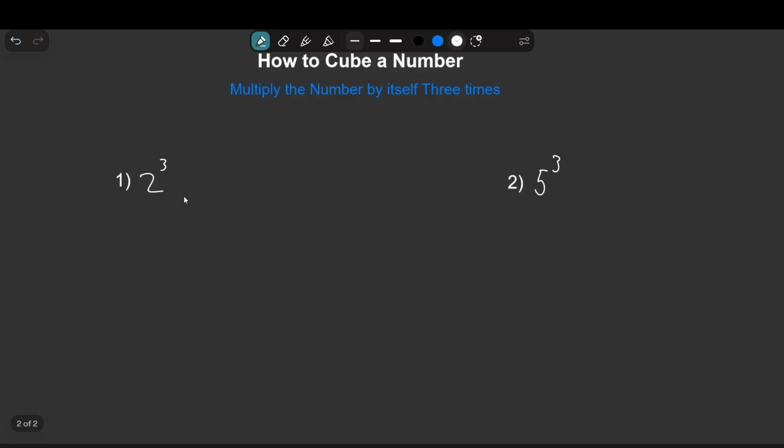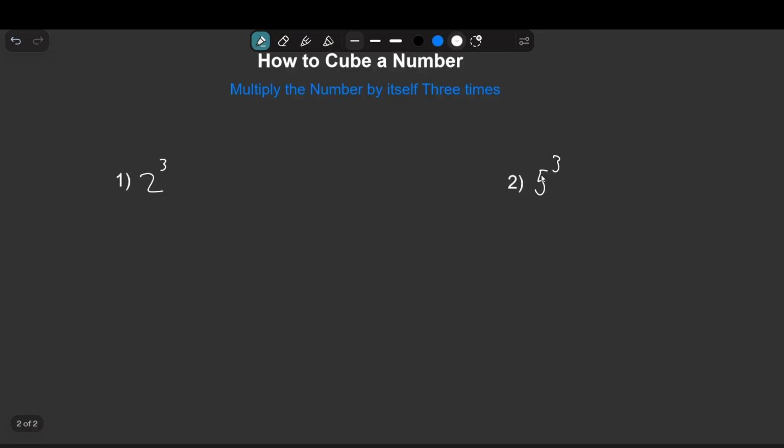2 cubed. Now, when working with exponents, the bigger number to the left is called the base. This is the base. So, for example, in number 1, this 2 is the base, and in number 2, this 3 is the base. The smaller number to the right is called an exponent. This 3 is the exponent in number 1, and also in number 2.